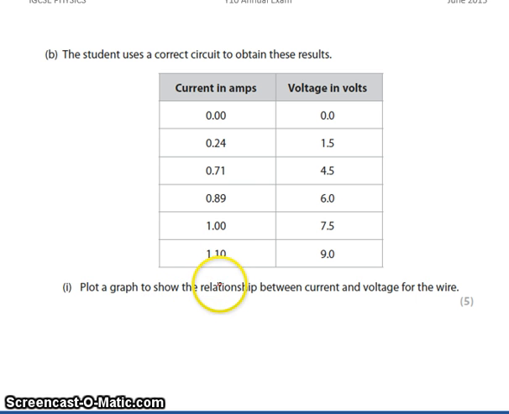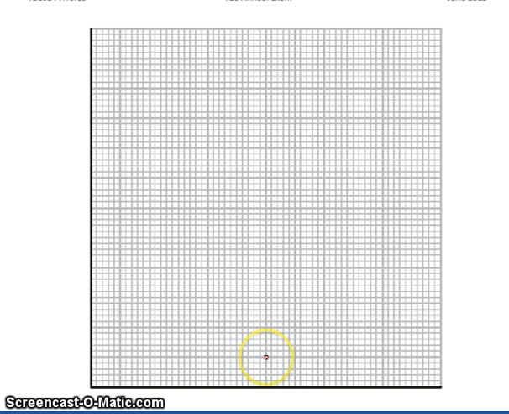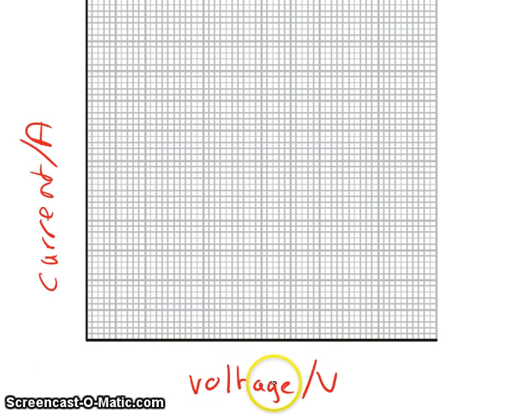In part B, you needed to graph the following data. You would find the graph grid over the page. Here it didn't matter if you put voltage on the x-axis or on the y-axis. I'm going to label this graph with the voltage on the x-axis and the current on the y-axis. So 1 mark for getting the quantity, in this case the voltage, with its correct unit of V for volts, and current with its correct unit for amps, capital A.